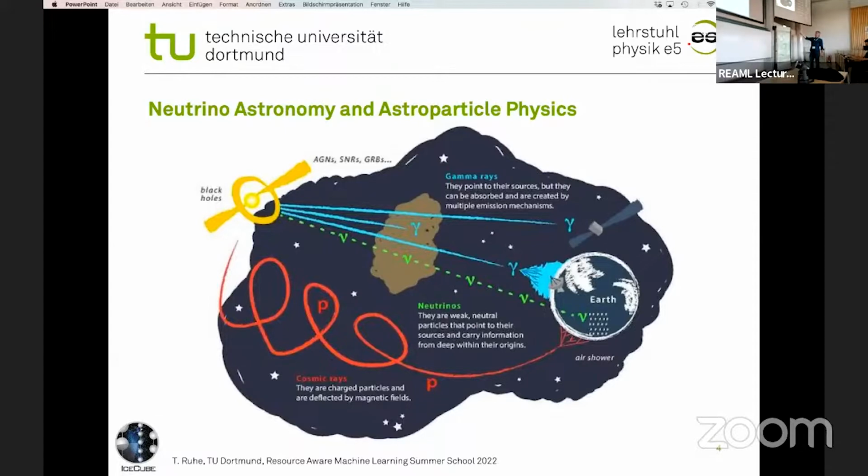So the best assumption we have is that there has to be some sort of source that does accelerate these particles. And now we're looking for messenger particles that traverse the universe unhindered and also retain their direction information. One candidate is gamma rays. These gamma rays, photons, light in the end, of very high energy, do not get deflected by magnetic fields.